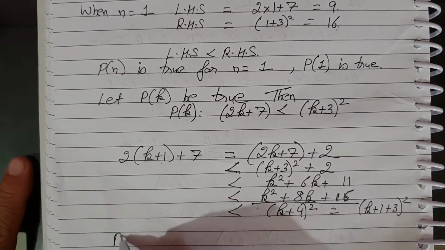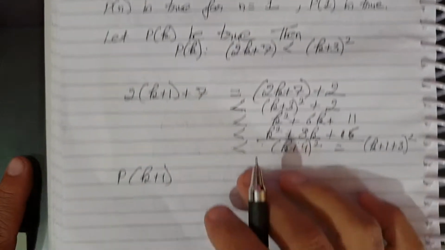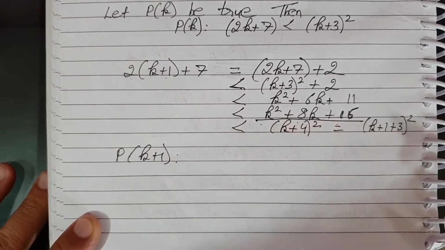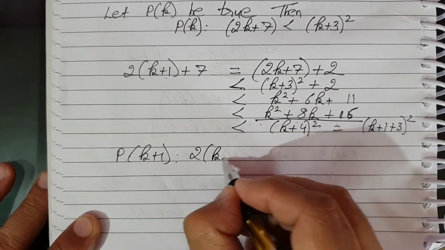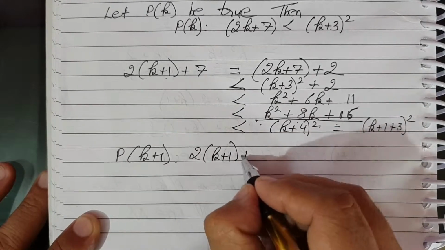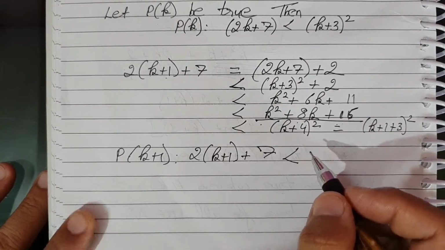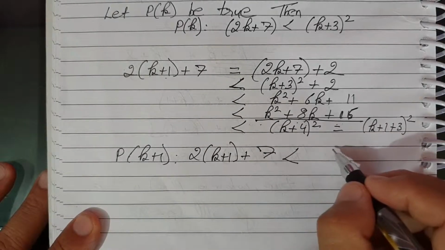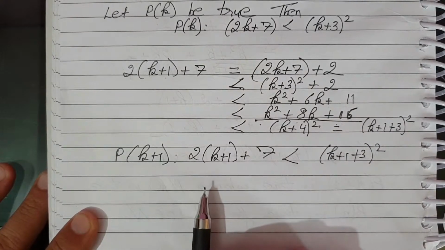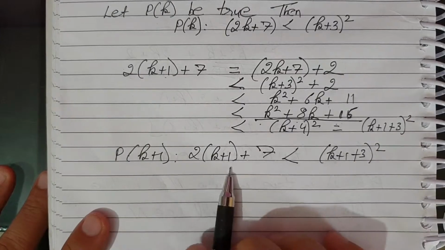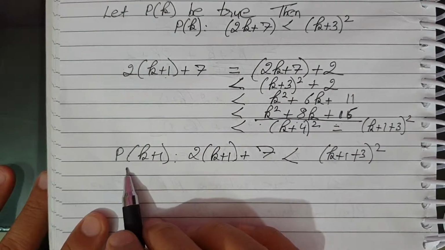So again writing the statement P(k plus 1) says that this is twice of (k plus 1) plus 7, which is less than (k plus 1 plus 3) whole square. So this is actually 2(k plus 1) plus 7. Instead of 2k, I have replaced k by k plus 1. So that means P(k plus 1) is true.